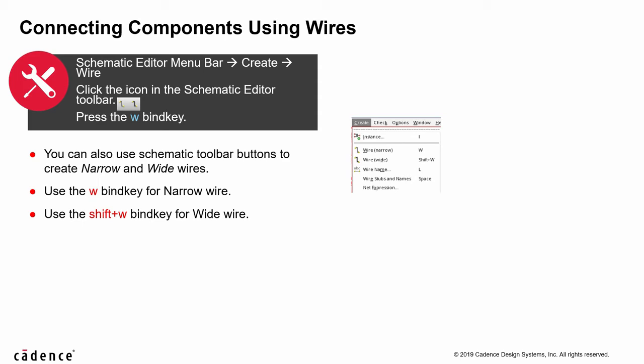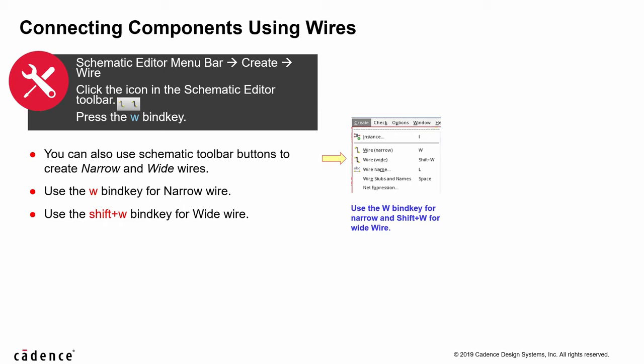Use toolbar buttons or options available from the Create menu to provide interconnects between your instances and pins. This is called wiring your circuit. You can choose to create narrow or wide wires. The Create menu also highlights bind keys that you can use. You can see the bind keys over here in the snapshot.